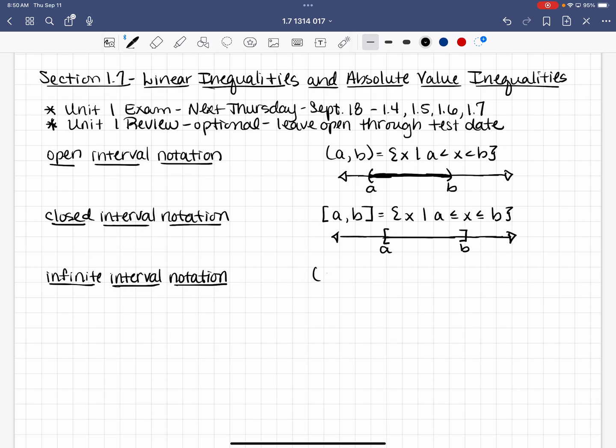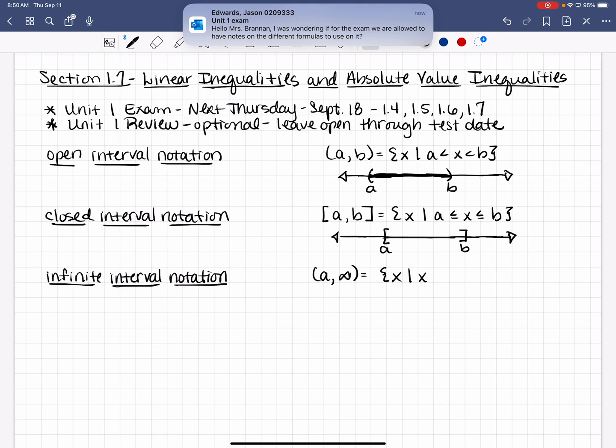It's going to have your parentheses, and it's going to have an infinity in it. And the way this is read is X such that X is greater than A. Okay?